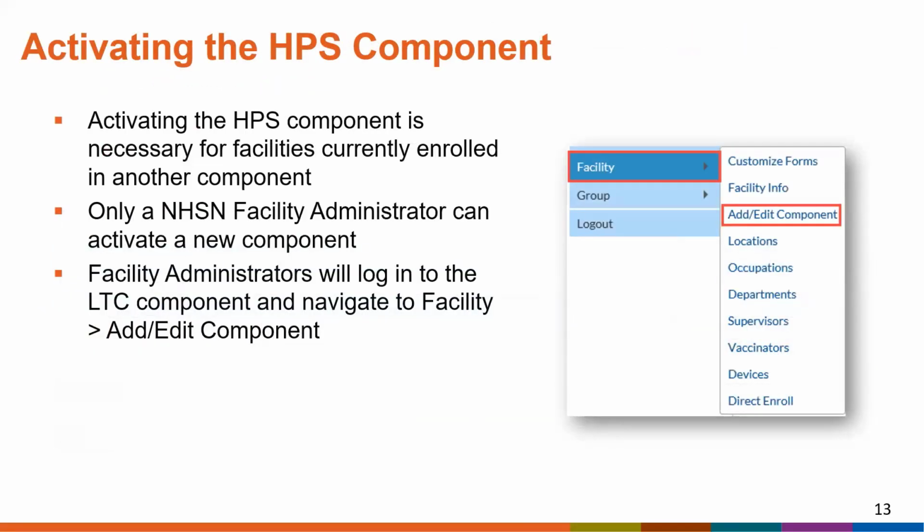Once Level 3 access has been granted, users can activate the HPS component. Please note that this component only needs to be activated one time. Facility administrators will log into the LTC component and navigate to Facility, Add/Edit Component.